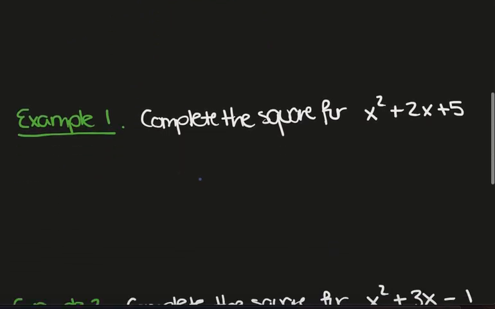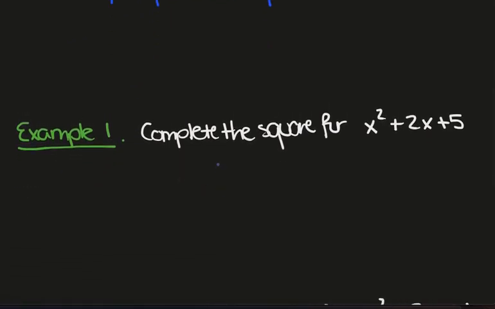Complete the square for x squared plus 2x plus 5. What we're going to do is take the coefficient here, which is 2, and we're going to half it, so we multiply by 1/2. And what we end up with is x squared plus 2x plus 5 is equal to (x plus 1) squared, and then there'll be a plus 5.